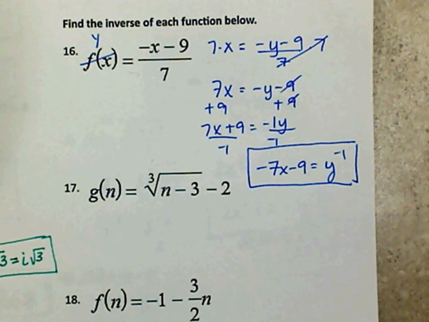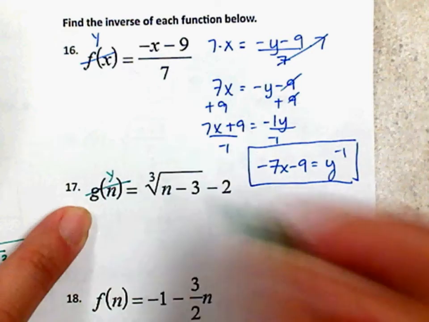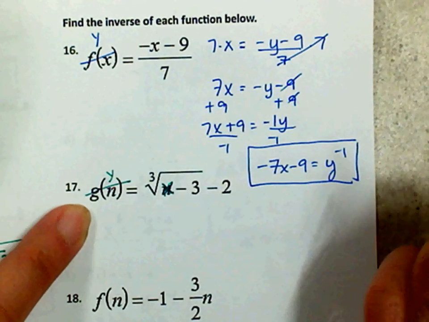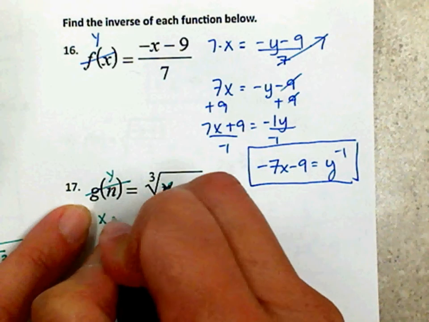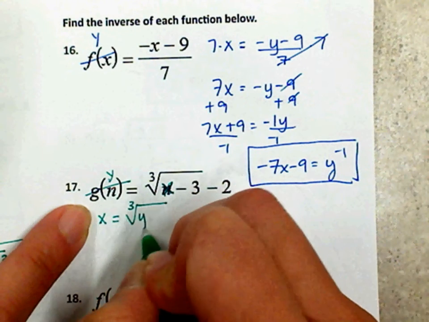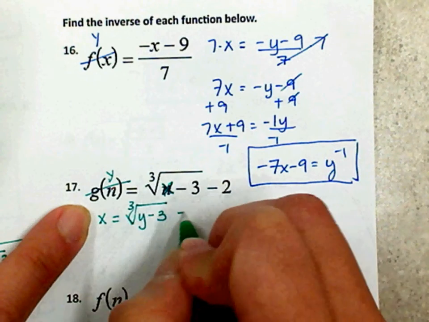All right, number 17. There's your y. I'm going to make that into an x. You are allowed to do that, okay? Switch your x and your y. Y becomes x, a cube root of y minus 3. Notice what's under your cube root, minus 2.